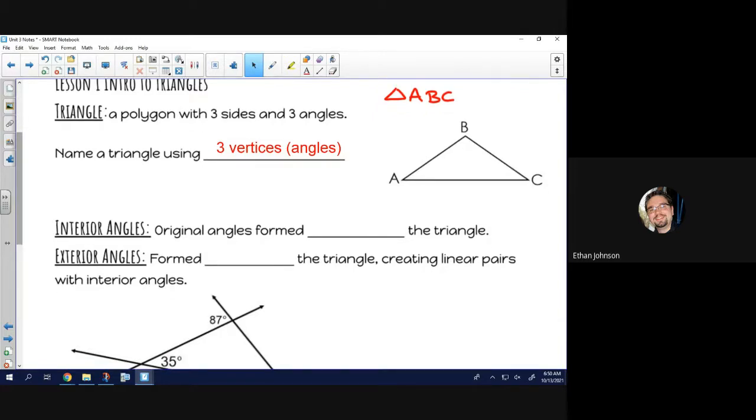Interior angles are angles formed inside the triangle, just like how we talked about alternate interior angles, or the angles inside of parallel lines. And it's going to be the same thing with exterior. Exterior angles are formed outside the triangle, creating linear pairs with vertical angles. Linear pair, remember, is 2 angles adjacent to each other that make up a line. So they are supplementary.